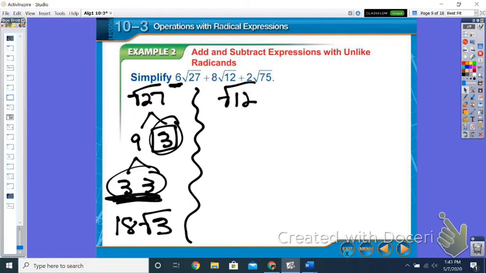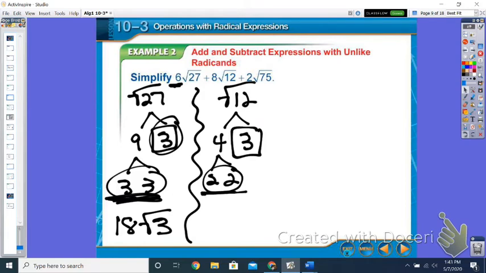Let's simplify square root of 12. 12 is 4 times 3. 4 is 2 times 2. So we have a pair of 2's and a 3 by itself. So the 2's coming out, there's already an 8 on the outside. So I have to multiply 8 times 2. That gives me 16 on the outside. And then the 3 stays in.